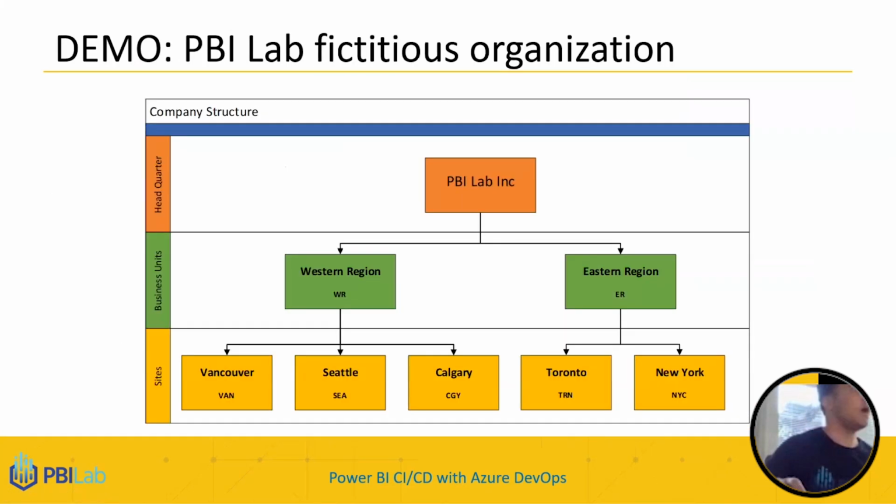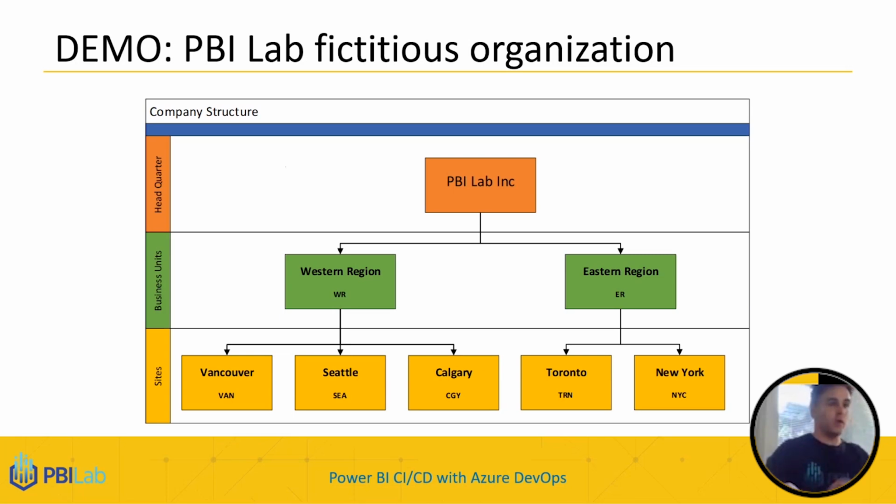So for today's demo, I created this fictitious organization. I would love to see PBI Lab so big. So actually, PBI Lab in this demo is the headquarters, and we have two different business units. One is operating in the Western region in North America, and the other one in the Eastern region in North America. And I have different offices, 3 in the Western region, Vancouver, Seattle, and Calgary, and 2 in the Eastern region, Toronto and New York.